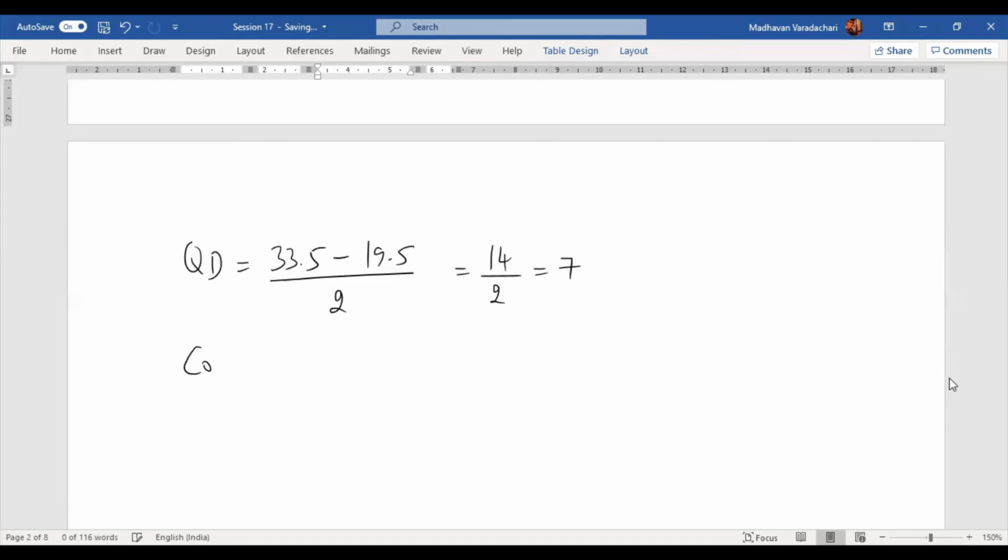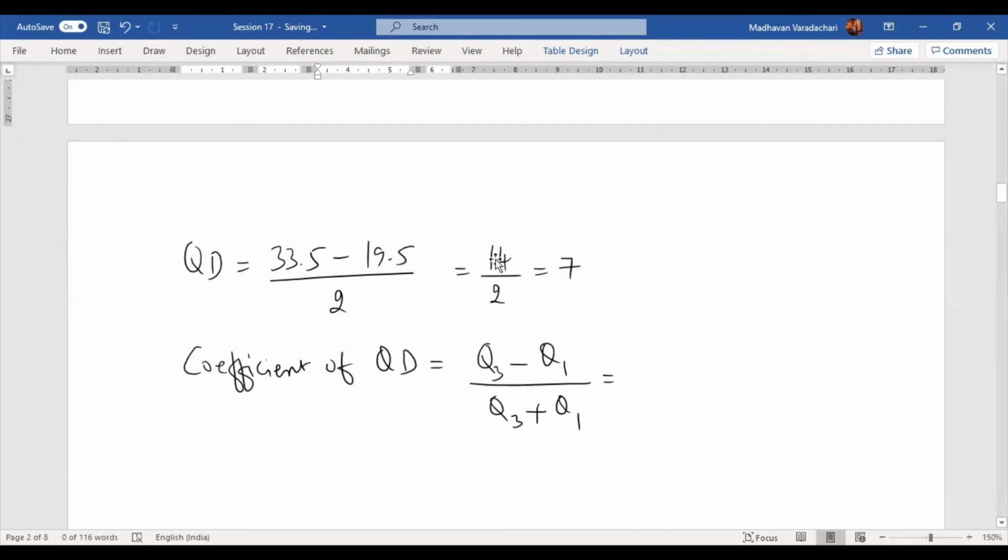Then the next relative measure of dispersion is the coefficient of quartile deviation, which will be Q3 minus Q1 divided by Q3 plus Q1. Q3 minus Q1 we already calculated, which is available in the numerator, which is 14. Denominator will be 33.5 plus 19.5. So this will become 14 divided by 53. So what is 14 divided by 53? We get 0.26.